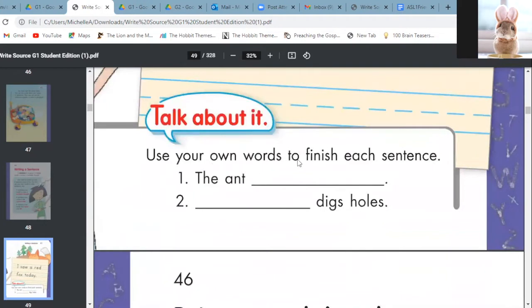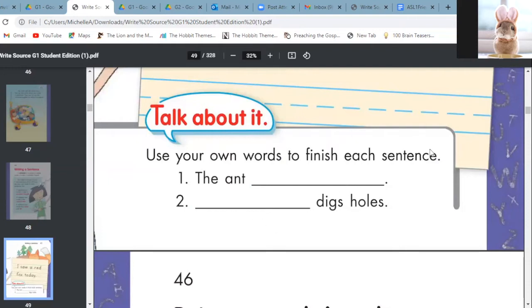So use your own words to finish each sentence. The ant, and you can just put the word down. Or something digs holes. So we all know what an ant is, right? Or a cat. Does anybody else want to? Okay, Charles, you can go ahead. Charles, I can't hear you, dear. Okay, so the ant carries rice. Okay, that's right. The ant carries rice.